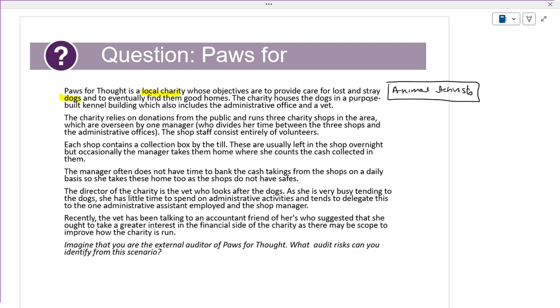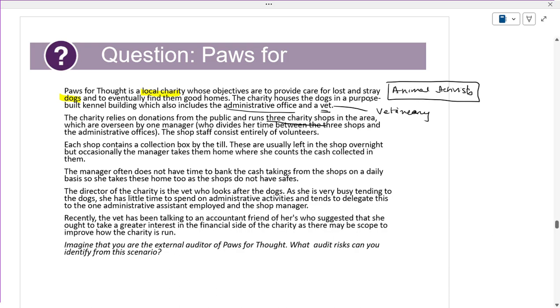The charity houses the dogs in a purpose-built kennel building which also includes an administrative office and a vet. Vet is nothing but veterinary, which means the hospital used for animals. If you have a cat in your house and something happens to the cat, we will take it to the doctor. Those people are called veterinary doctors. That is what is called a vet. Don't get confused.